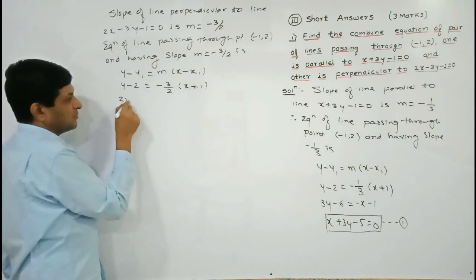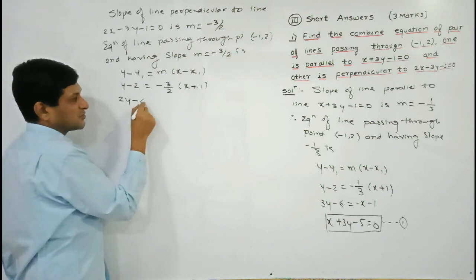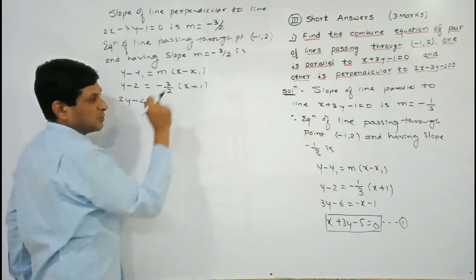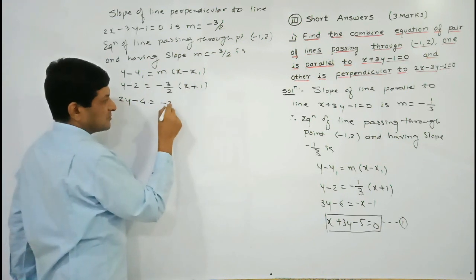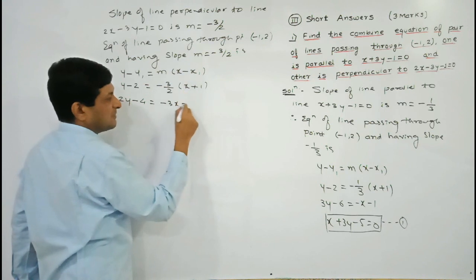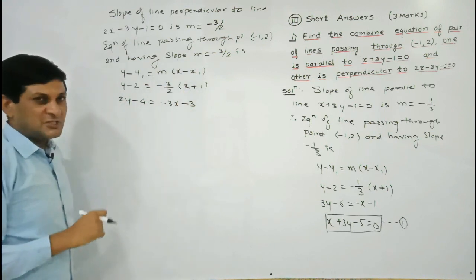2 into y is 2y. 2 into minus 2 is minus 4, and multiply by minus 3 to both the terms in this bracket. Minus 3 into x is minus 3x, minus 3 into 1 is minus 3. Now write down the equation in general form.